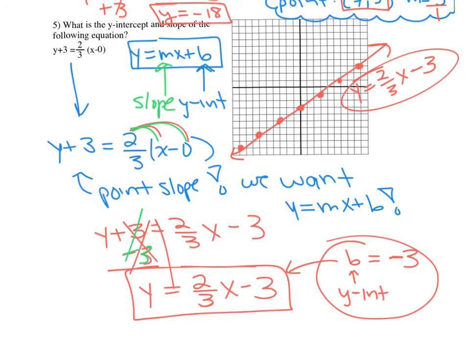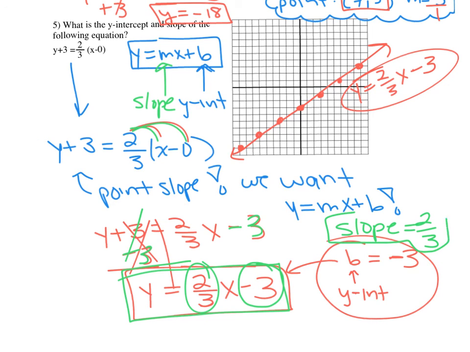I subtracted the 3 on both sides, and I ended up with this equation, leading me to know that the y-intercept is negative 3, and then the slope, remember the slope is the number out front of x. The slope is 2/3. So these are my two key pieces of information that the question asked for. In addition, I also just graphed it where I started at my y-intercept of negative 3, and my slope is 2/3, which is rise over run. Rise 2, run 3.